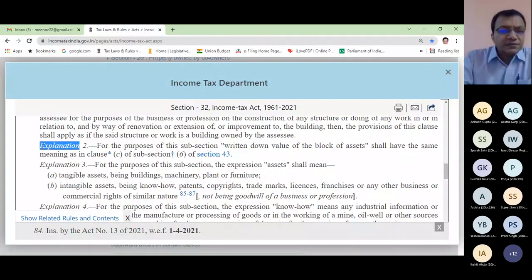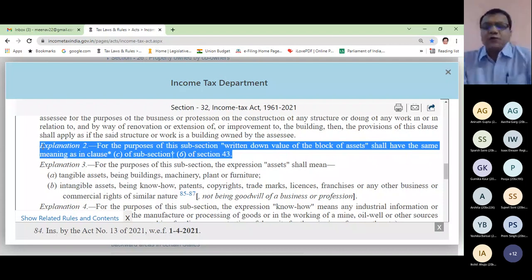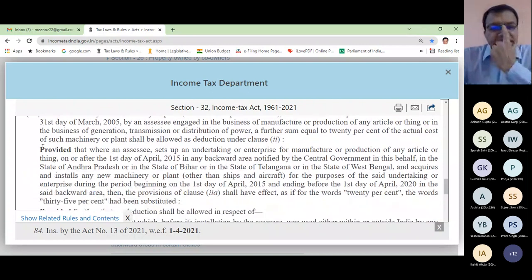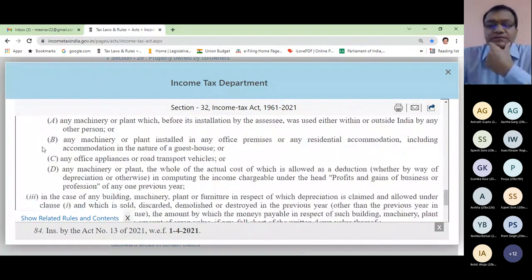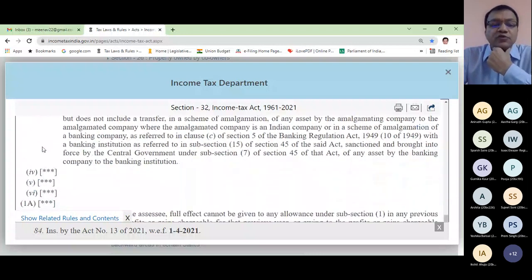Then explanation 2 says, for the purpose of this subsection, written down value of the block of assets shall have the same meaning as in clause C of subsection 6 of section 43. So to know the meaning of written down value, I will take the help of section 43 subsection 6 clause C. I will show you that also. So many things are written here. I will simplify these for you. But you must know that in reality you have to refer to it when ultimately you have to take some decision.